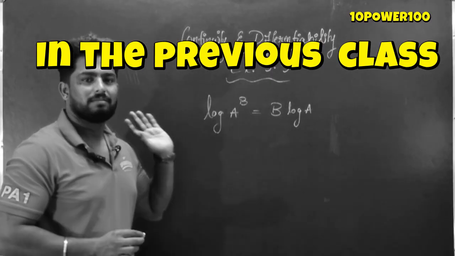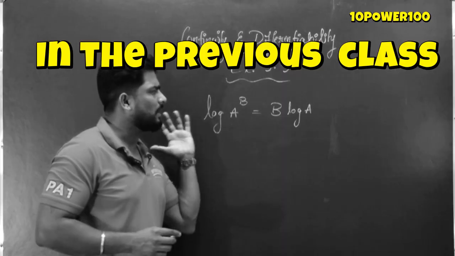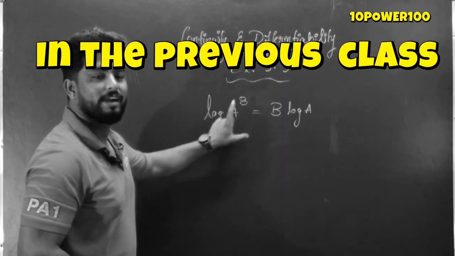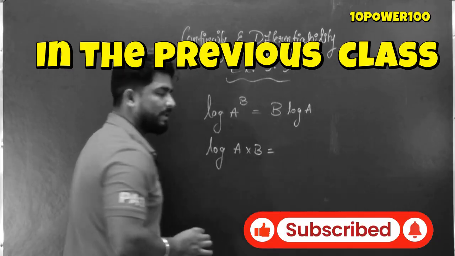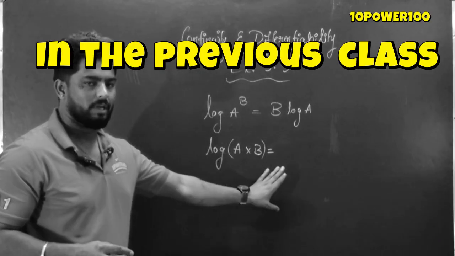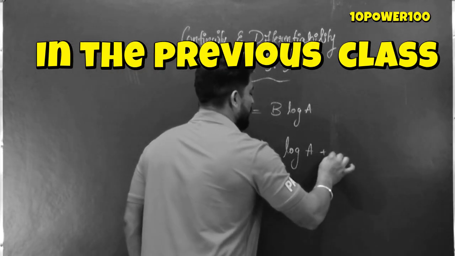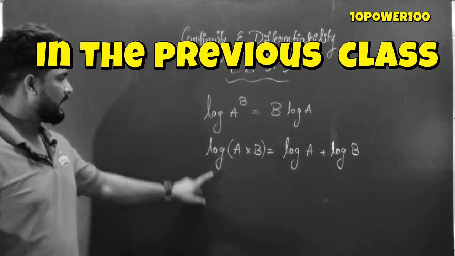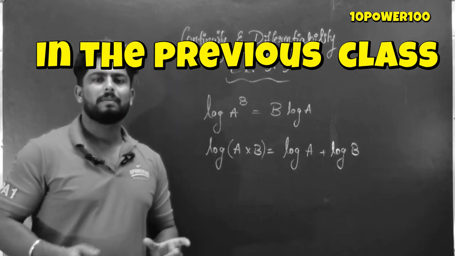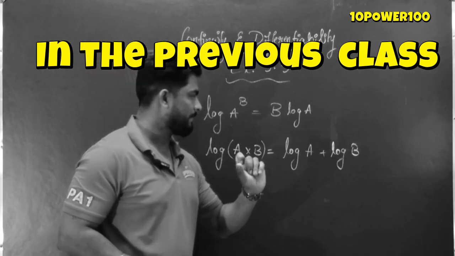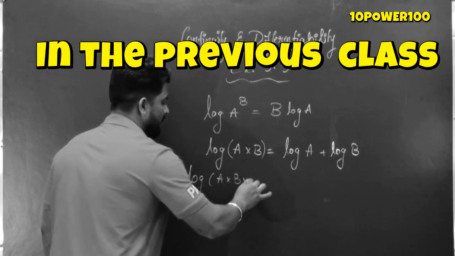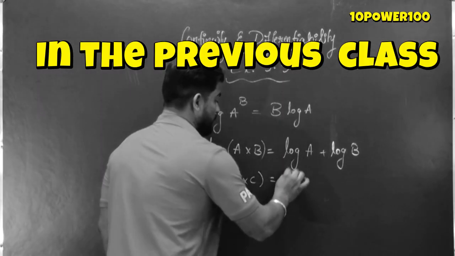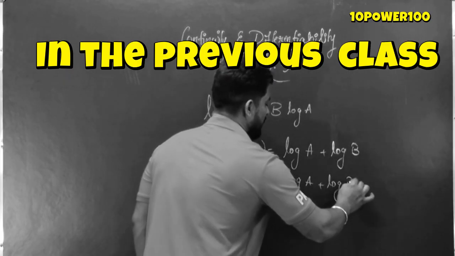Then, the next one: log of a into b. So let's take log of a into b. Log of a into b is equal to log a plus log b, which is the second formula. You all know that multiplication becomes addition, so log of a into b into c is log a plus log b plus log c.